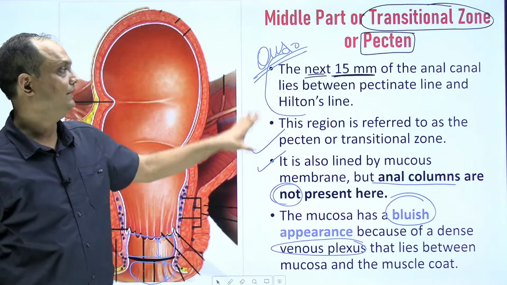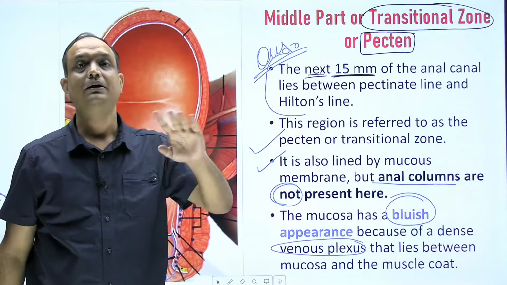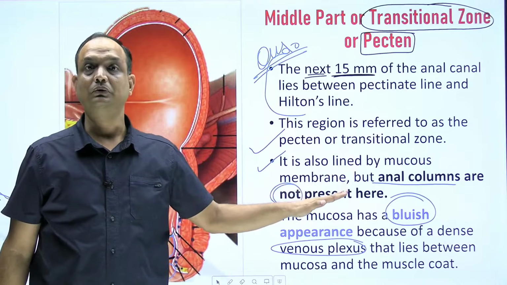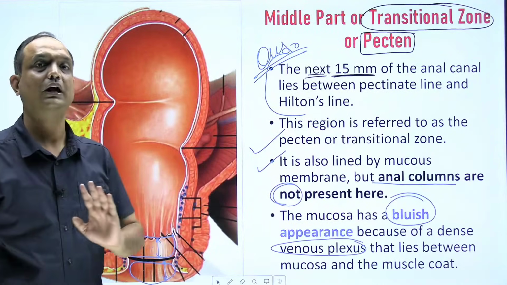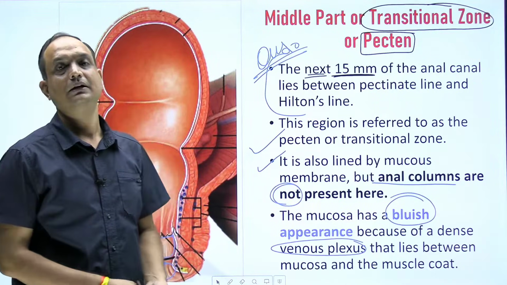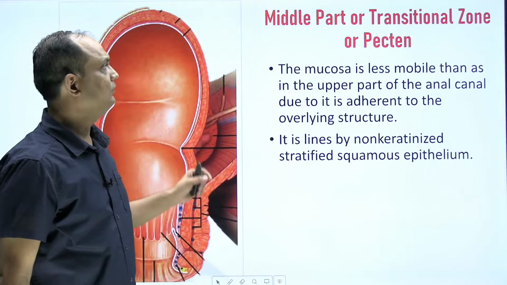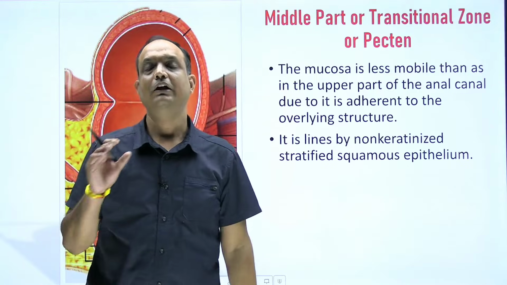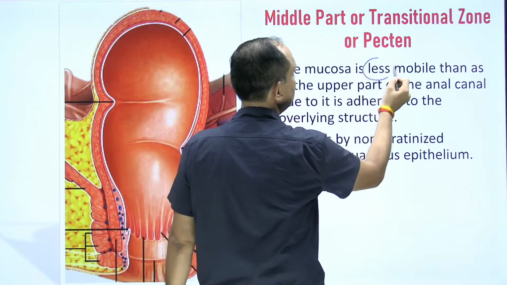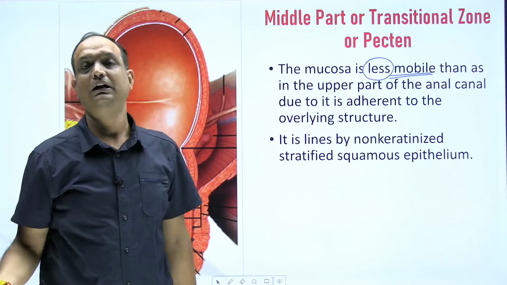So, what are the three things from this slide? The first thing is the transition zone lies below the pectinate line but above the Hilton's line. Second, this area is also lined by mucosa, but this mucosa does not show any kind of fold. That means it is smooth, there is no anal column. And third, it is bluish in color because of the dense underlying venous plexus. Now, apart from that, you will find the mucosa of the middle portion is less mobile. Why is it less mobile? Because it is adherent to the underlying structure.